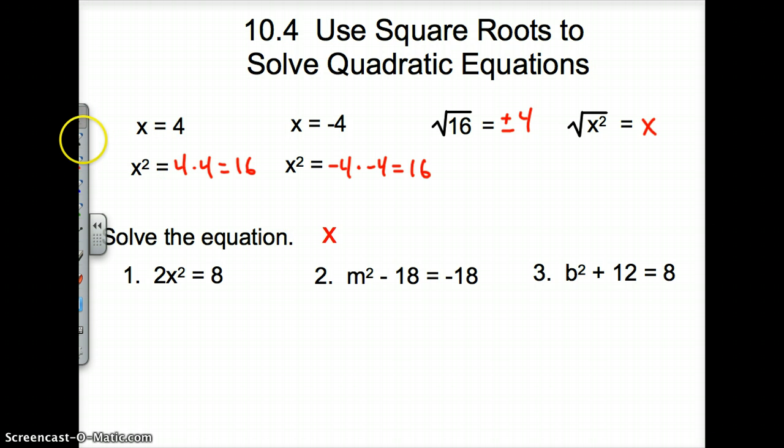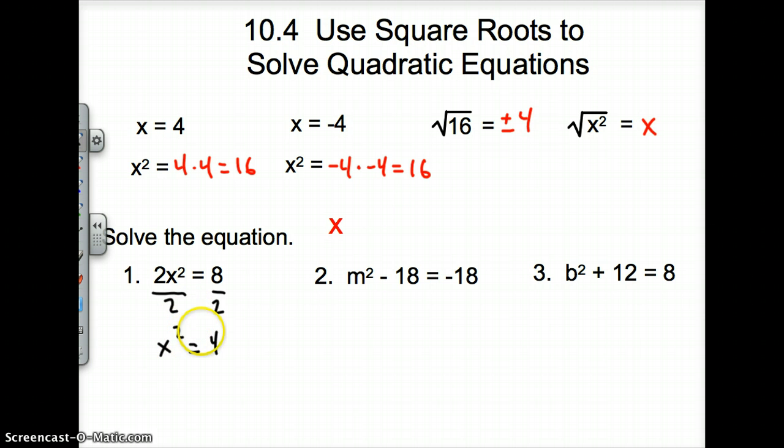The first one, where we have 2x squared equals 8. Before I get to this x squared, I'm going to treat it just like a normal x. So now here I have 2x equals 8. The first thing I'm going to do is to get the x by itself, so divide by 2. Now in our situation, this isn't really an x. It is an x squared that I got by itself. So I have x squared equals 4.